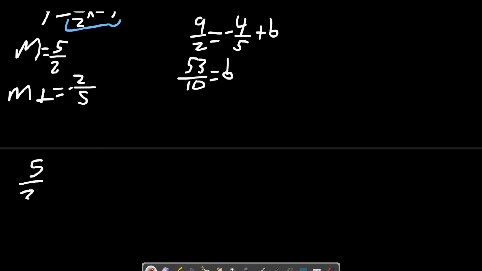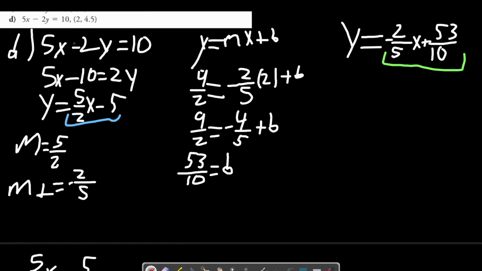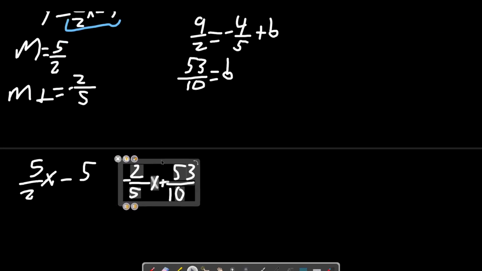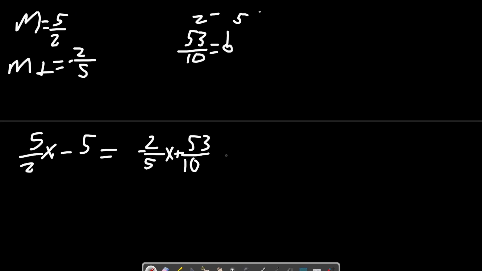So I'll write that down here: 5 halves x minus 5 is equal to negative 2/5 x plus 53/10. Okay, so now we're just going to solve for x. I'll bring my constants on this side and variables on this side. That's what I meant to say.